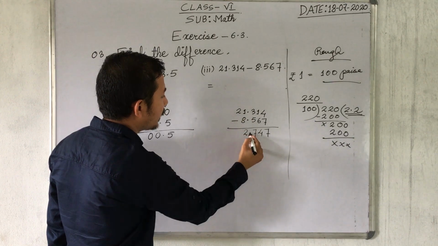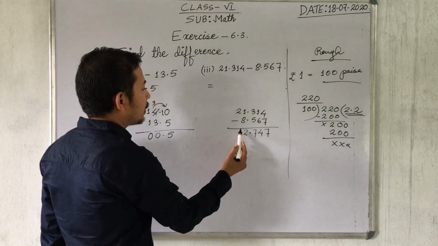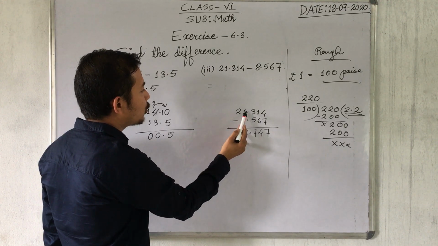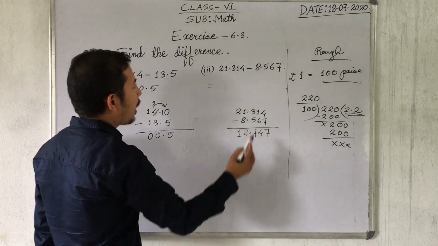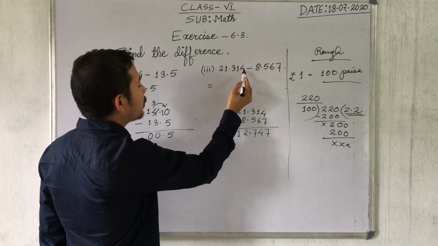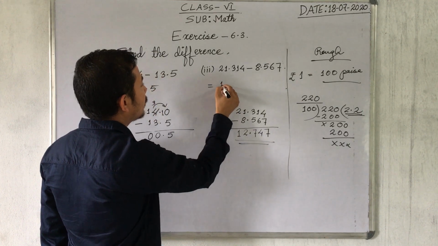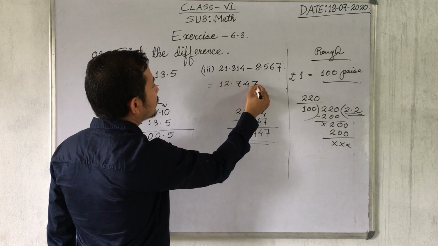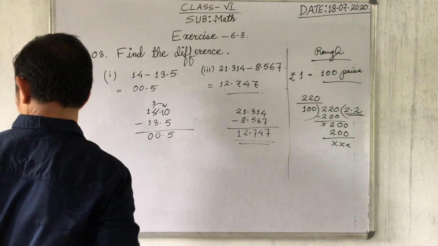Put your decimal point in the same line. There will be 2 now. Now look here. What remains here? We have taken 1 from 2, so 1 remains here. So write here 1. That means after subtracting 8.567 from 21.314, we have got 12.747. Understood? This is number 3. This is also very easy.